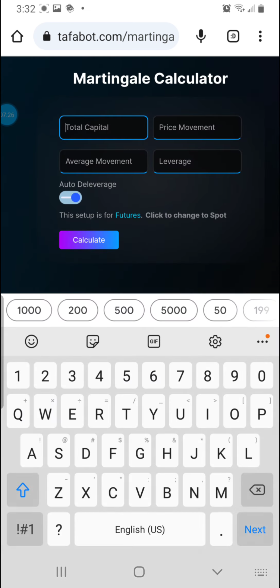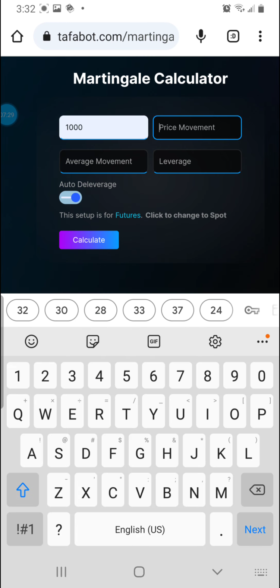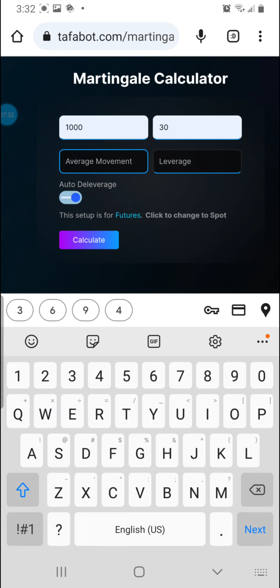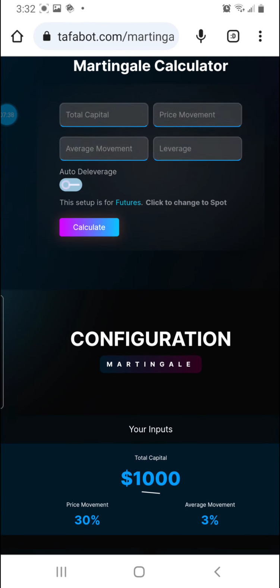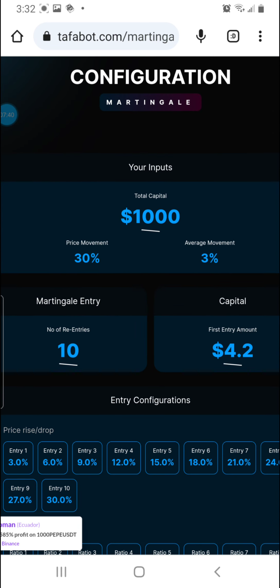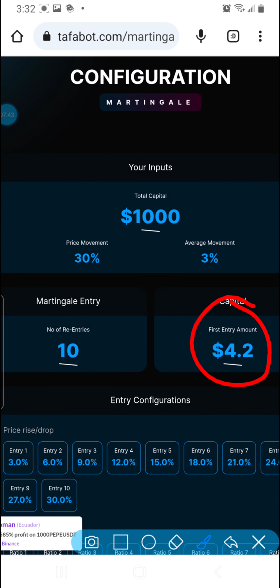Let's assume I don't want to use auto deleverage, which is at your own risk. I will say you should use it, but let's assume you don't want to use it. I turn it off, and then I calculate. You see your entry is this. Even without the auto deleverage, your first entry is still very minimal, just to ensure that your safety is top notch. Tafabot doesn't want to risk your funds. Tafabot wants to ensure that you have safety of your funds, you don't have any form of liquidations, you don't want to be exposed to floats, and all of that. So the reason for all of this is to make sure you gain profit in the safest possible way.